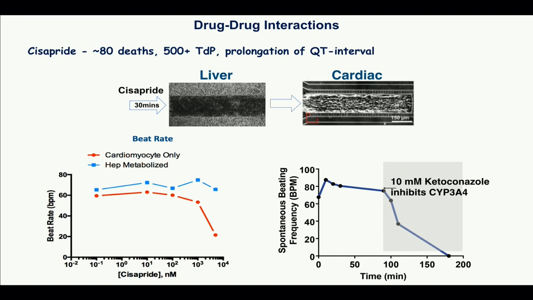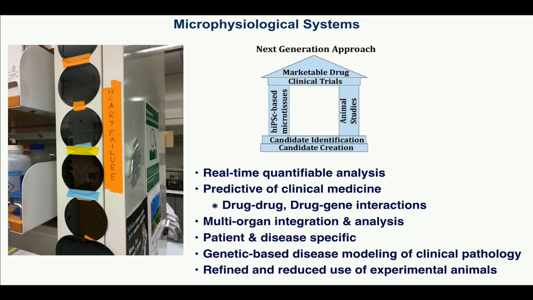And this is a time course of how fast it happens. So the heart is behaving properly. Basically, the ketoconazole is introduced, and almost within about 10 minutes, you start to see the whole cardiac beat frequency crater. And this is what happened clinically. So we would argue if we had this kind of knowledge of drug-drug interaction, you would have black-boxed cisapride and said, no, it can't be used with these topical agents like ketoconazole, right? And that has never been shown before in vitro.